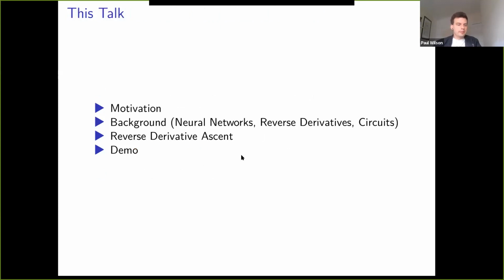So I'm going to start by trying to motivate why you would even want to use circuits as a model class. There's a bit of background, because essentially our work is like a synthesis of two other papers. Then I'll talk about our algorithm, reverse derivative ascent, and then I've got a little demo at the end.